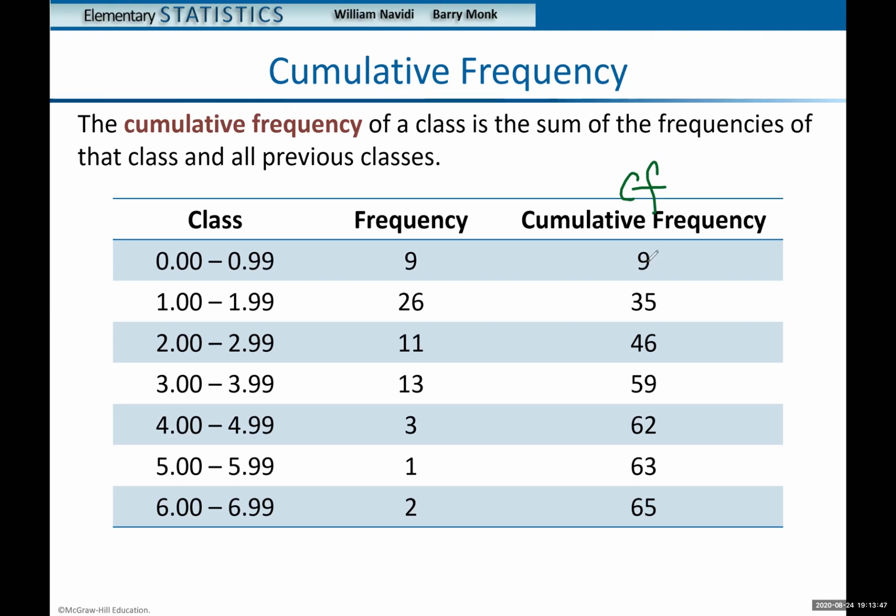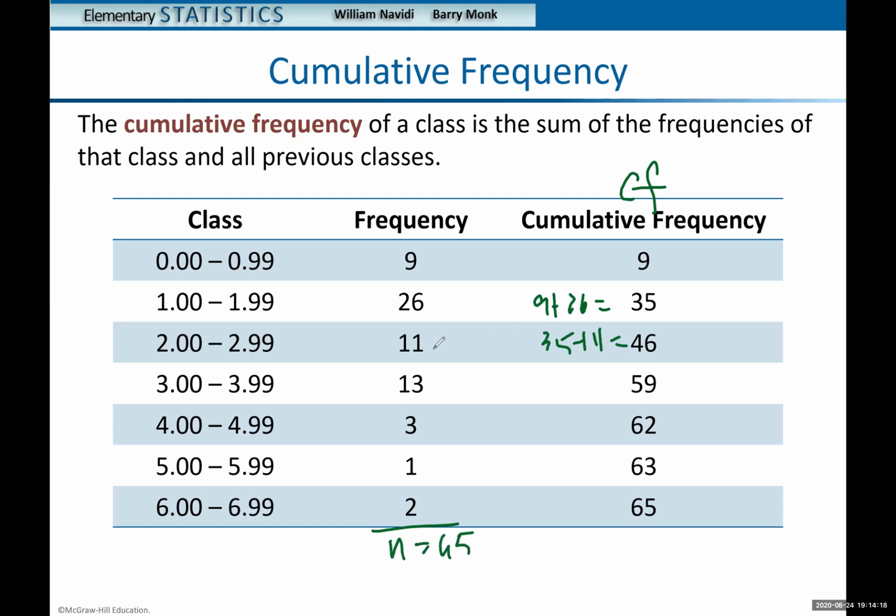So it's 9. And then to get the next one, 9 plus 26 is 35. Then add the next number. So 35 plus 11 is 46. Then add the next number. 46 plus 13 is 59. Plus 3 is 62. Plus 1 is 63. Plus 2 is 65. And take note of this.